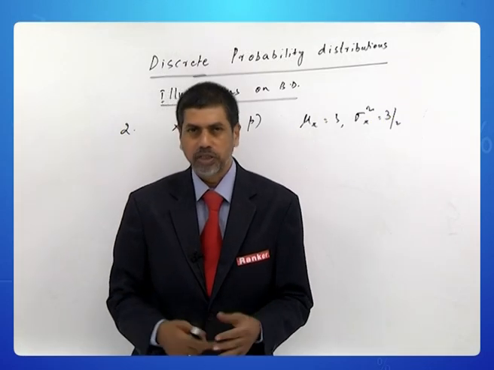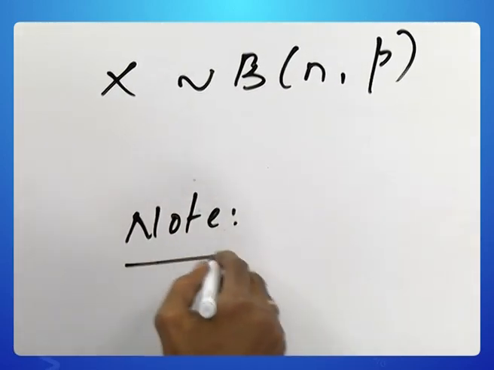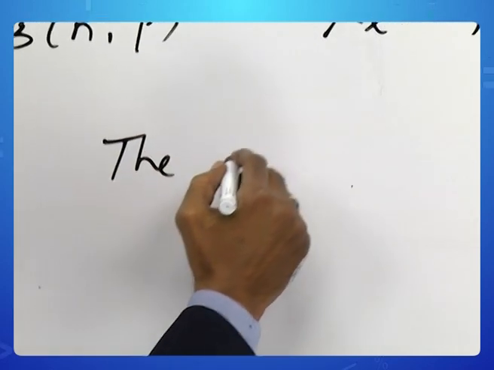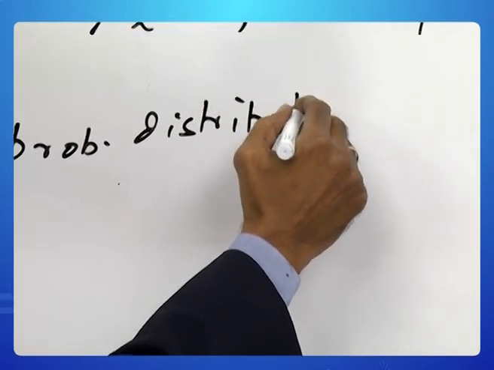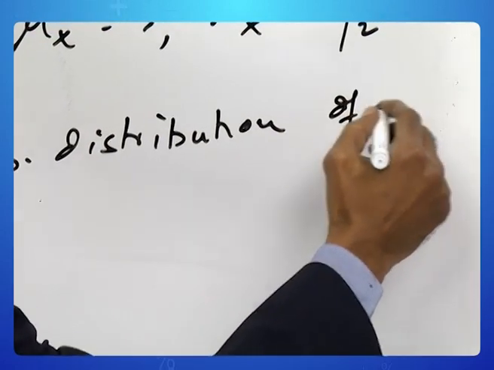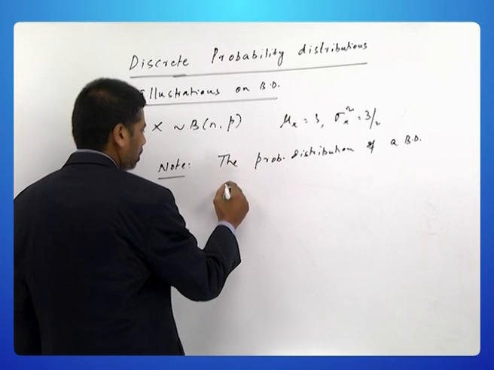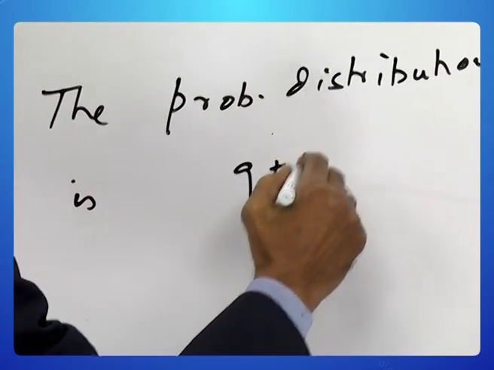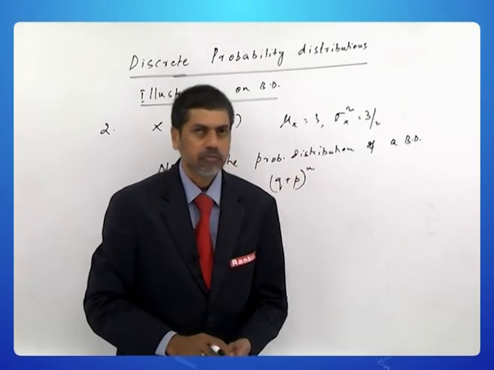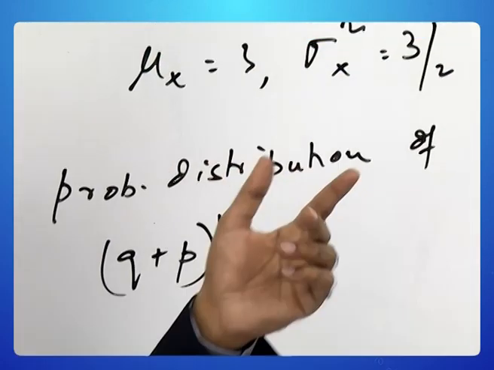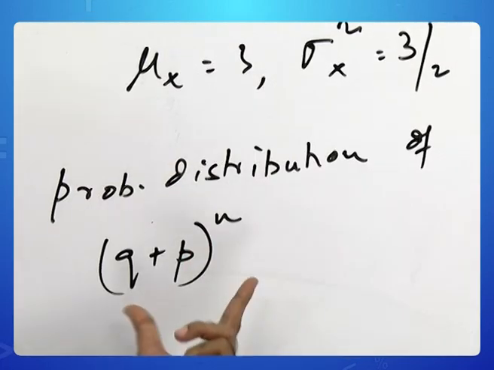So, what do you mean by distribution in this case? The probability distribution of a binomial distribution is (q plus p) to the power of n. So, what we have to do is, from the information given, mean and variance, we will have to estimate what is n, what is q, what is p, and then write the distribution.